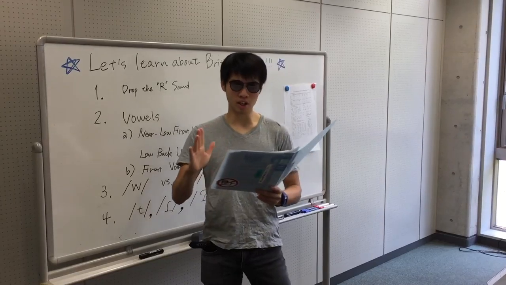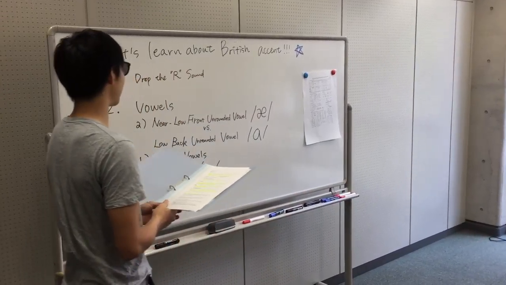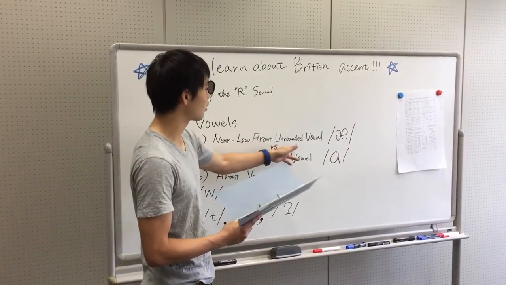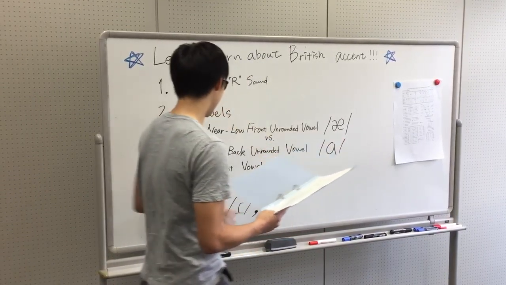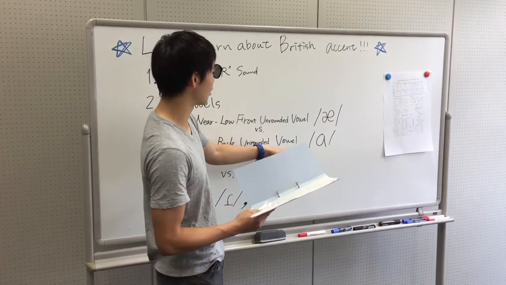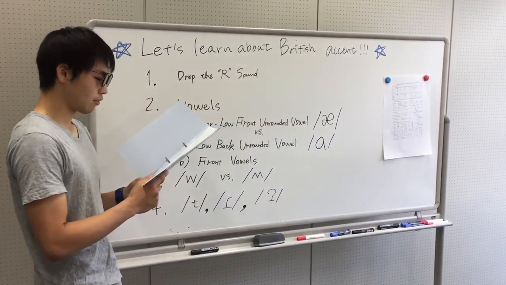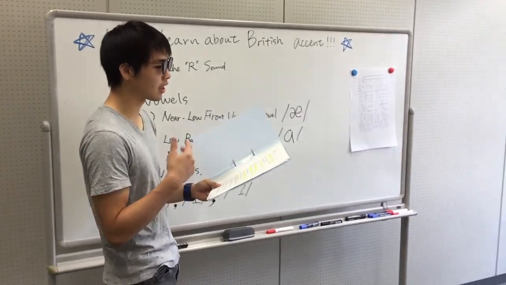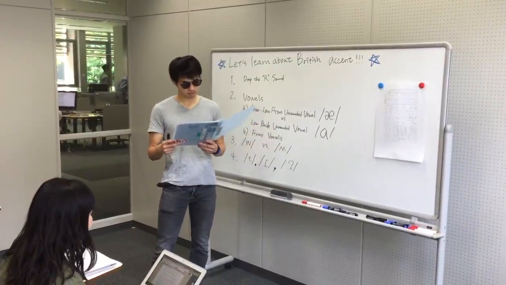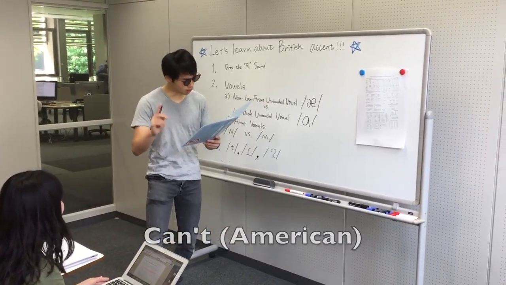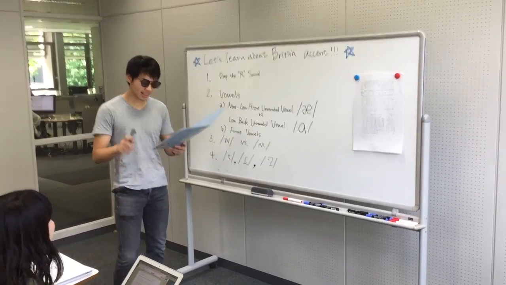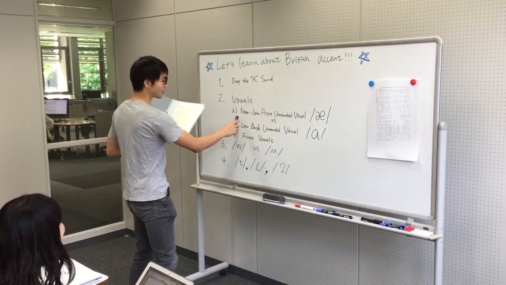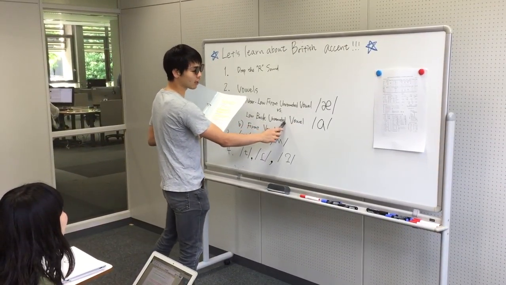Okay, now we'll talk about the vowels in British English. Number two, we'll look at the near low front unrounded vowel a and the low back unrounded vowel a. For example, have you ever heard the way British people pronounce can't? Yes, I have. I know there is a difference, but I can't. In British English, can't is pronounced can't. So instead of the front vowel, you're doing the low back unrounded vowel.